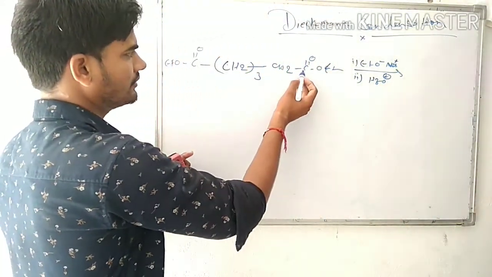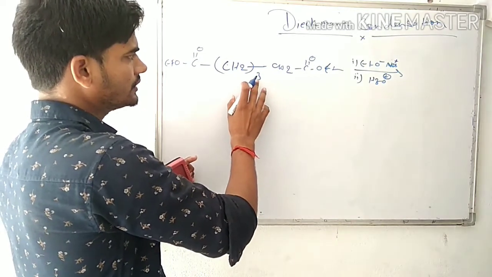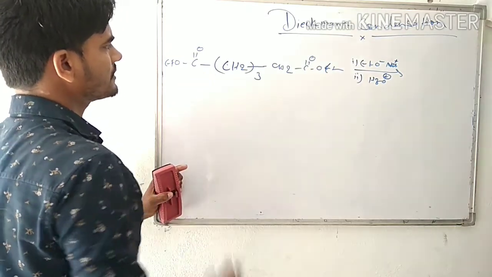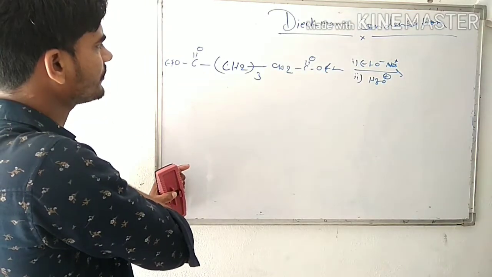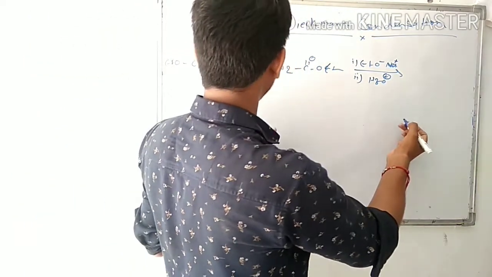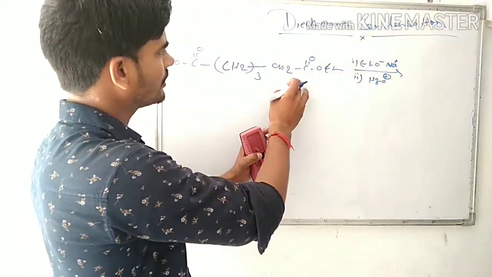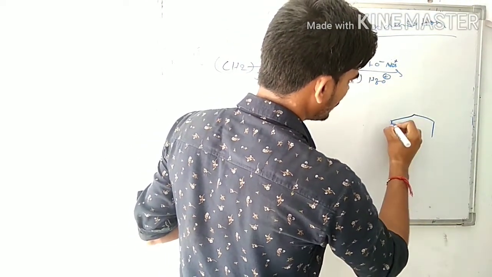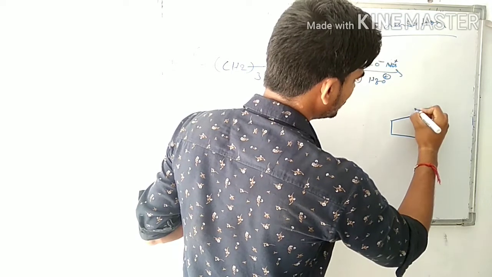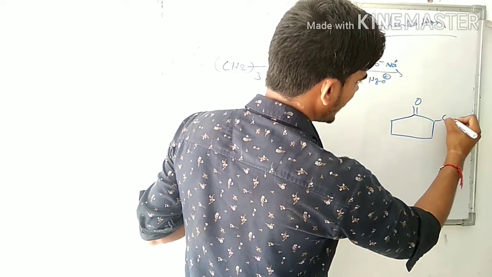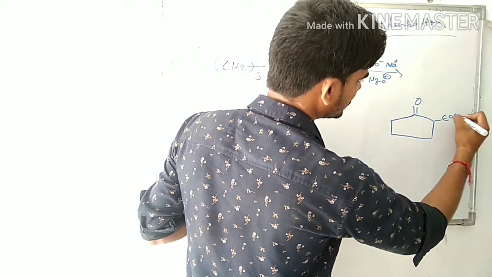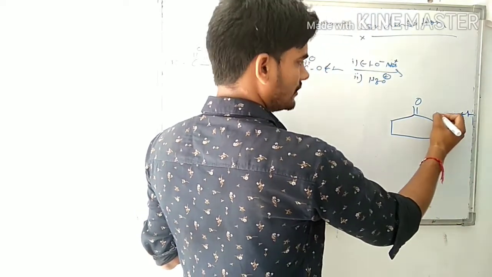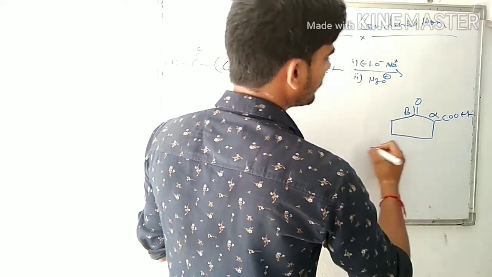In this compound there is a 1, 2 and 5, 6. This is 6 carbon, and this is our 5-membered beta keto cyclic ester. This is the alpha and beta. This is our final product.